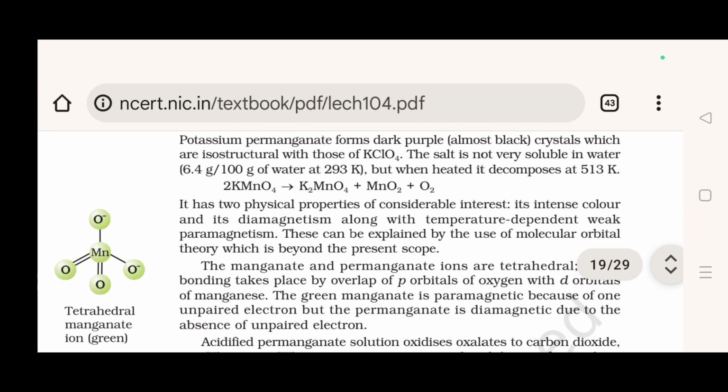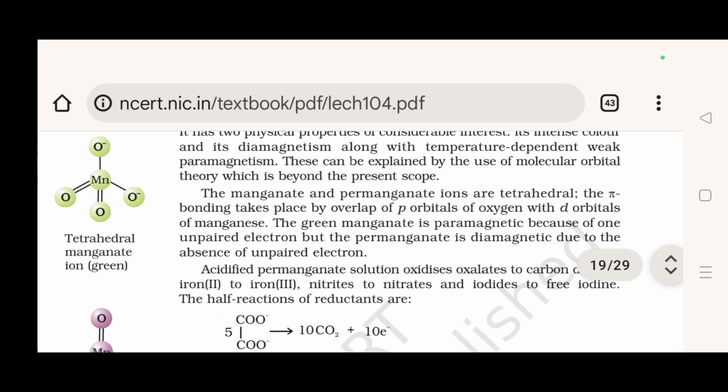It has two physical properties of considerable interest: its intense color and its diamagnetism, along with temperature-dependent weak paramagnetism. This can be explained by the use of molecular orbital theory, which is beyond the present scope. The manganate and permanganate ions are tetrahedral. The pi bonding takes place by overlapping of pi orbitals of oxygen with d orbitals of manganese. The green manganate is paramagnetic because of one unpaired electron, but the permanganate is diamagnetic due to the absence of unpaired electron.